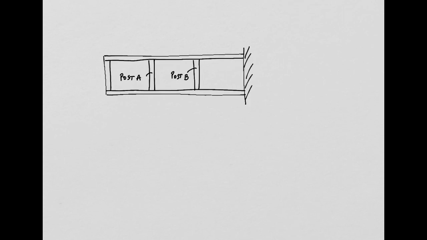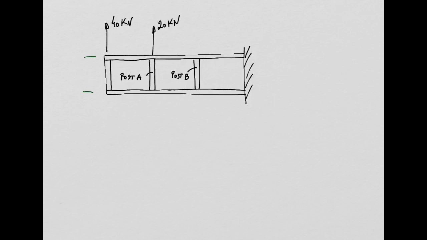Now, you have 40 kilonewtons applied here, 40 kilonewtons, and you have 20 kilonewtons applied here. Now, dimensions for this, you have 300 millimeters, so dimensions are in millimeters, okay? From here to here is 400. From here to here another 400. And from here to here another 400, okay?